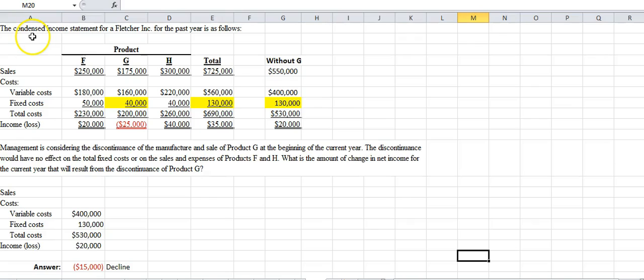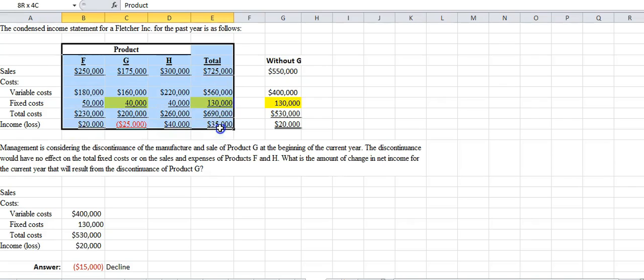It says the condensed income statement for Flesher is as follows. You could look at this as a product or as a segment. It doesn't really matter, okay? I think your book calls them segments. It could be a segment or it could be a product. The analysis is exactly the same, okay?